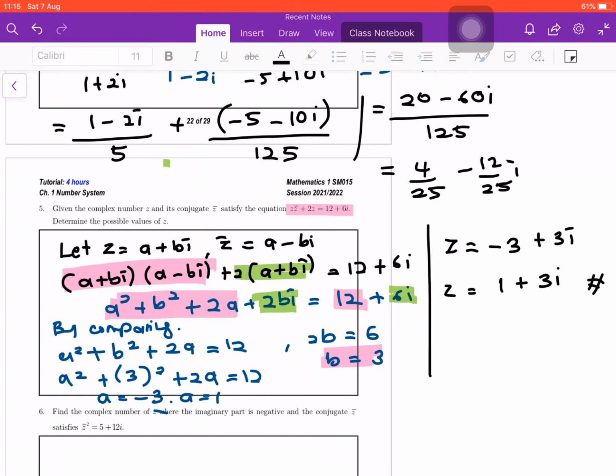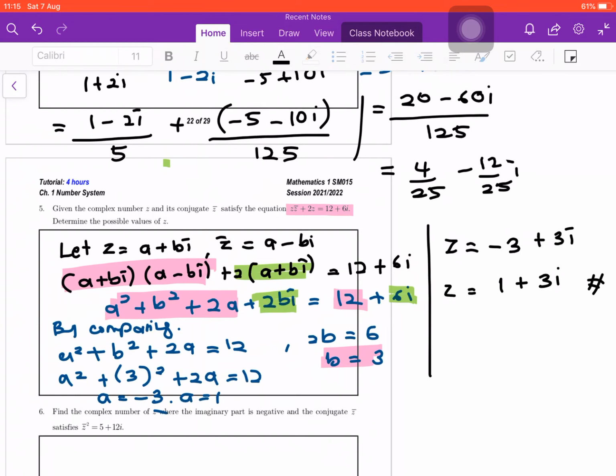Okay, apabila dia minta possible values of z, meaning dia tak bagi awak any hint for complex number, you just have to use secara general lah. You can use any other variables, tak semestinya a dan b. Okay, you boleh juga guna x dan y. Okay. Alright, so hopefully jelas untuk soalan nombor 5.